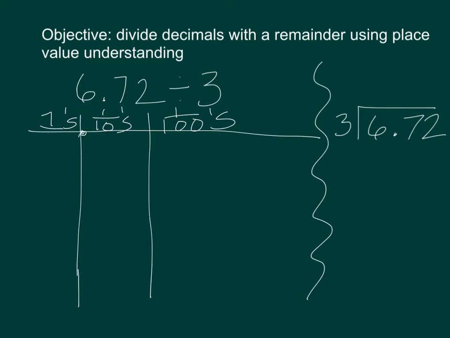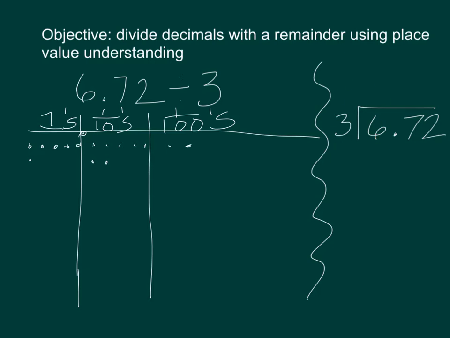I have 6 ones. 1, 2, 3, 4, 5, 6. I have 7 tenths. 1, 2, 3, 4, 5, 6, 7, and I have 2 hundredths. 1, 2. And I want to divide these into groups of 3. So I set it up here, and I also set it up using the standard algorithm. My divisor is 3, what I'm dividing by, and my dividend, what I'm dividing into, is 6.72.